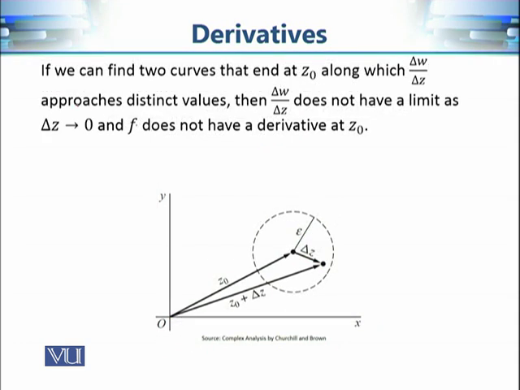So if we can find two curves that end at z0 along which delta w over delta z approaches distinct values, then we say that delta w over delta z does not have a limit as delta z approaches 0. And in this case, if this value is different for both curves, then the limit does not exist. And if the limit does not exist, then we say that the function has no derivative at that point.